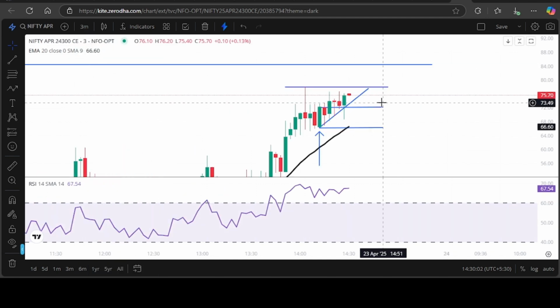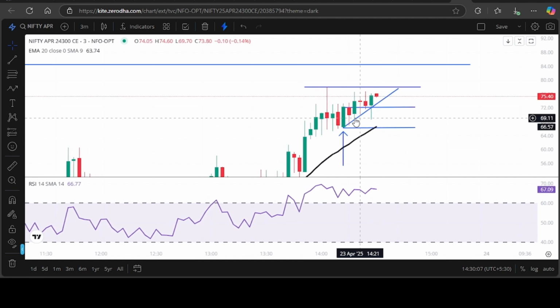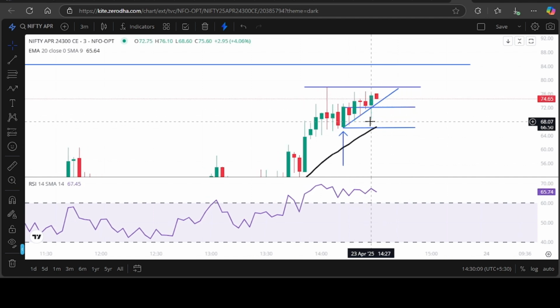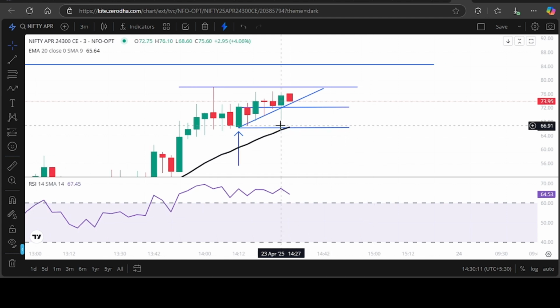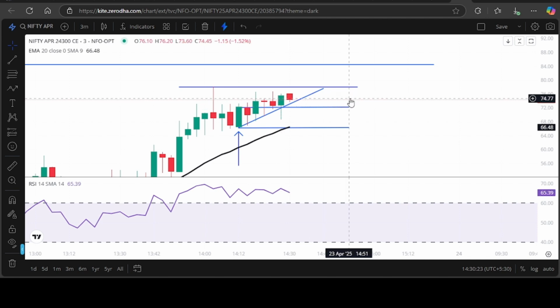Let's focus on the 3 minute time frame here. Okay, so the candle, the green candle, did not close in red below the trend line. Okay, it went up again and it closed above the trend line. So we'll wait. No rush, no hush, no push. Let's wait and watch.